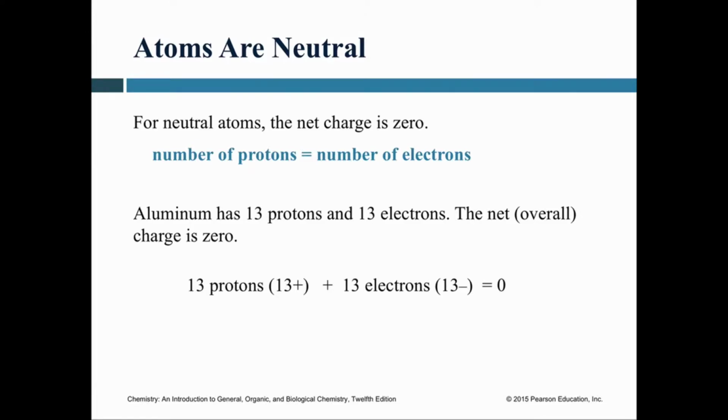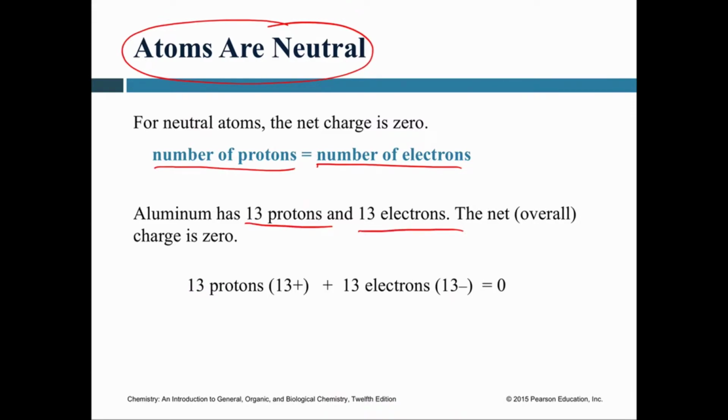Now, atoms are neutral. Write that down in your notes. Atoms are neutral, which means the positive charges equal the negative charges, which means the number of protons equals the number of electrons. Very simple, but very critical that you understand that. If you have an atom, say for example aluminum, it has 13 protons, it must have 13 electrons if it's an atom. The overall charge of an atom is 0. Atoms have no charge. Their overall charge is 0 because the protons equal the electrons.